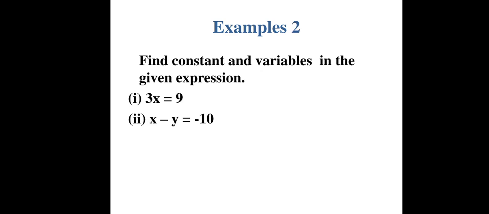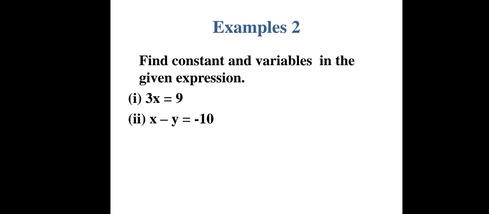Take an example here. We have to calculate the value of x in the given equation, x + 10 = 5. Simplify this: x equals, taking 10 to the right side, 5 minus 10. So 5 minus 10 is nothing but minus 5. You will get the answer x = -5. So from this solution we can say x is a variable and -5 is the constant value. Take another example: find the constants and variables in the given expression.